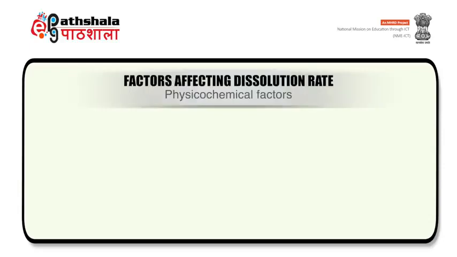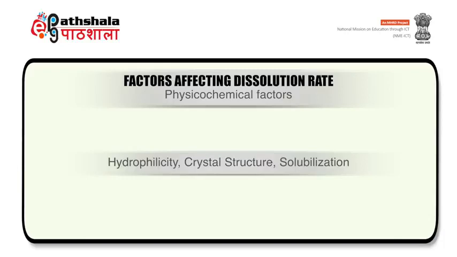And what comes under physicochemical factors? It is the particle size of the drug or formulation, wettability, hydrophilicity, crystal structure, solubilization of the drug, and its molecular size.